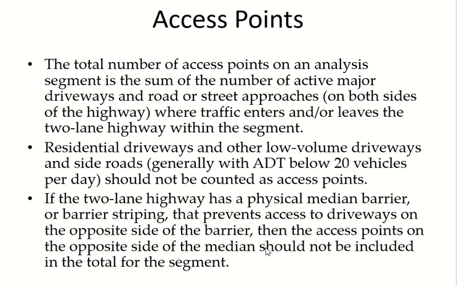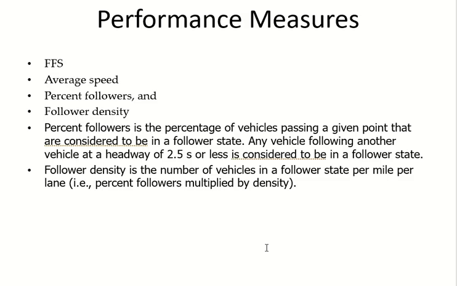If the two-lane highway has a median barrier, then you will only count access points which are situated on the right-hand side. If it doesn't have a barrier, you will count access points from both sides. With barrier, only one side. Without barrier, access points counted from both sides. In any case, number of access points divided by the length of the segment.